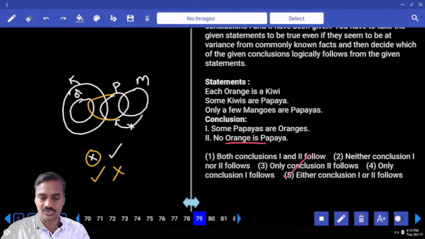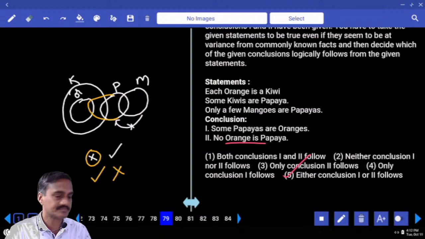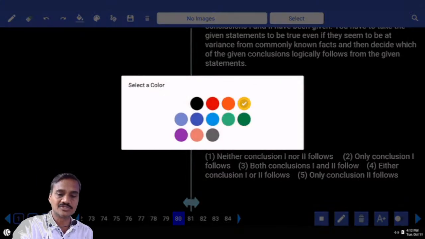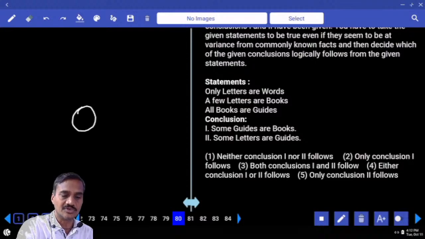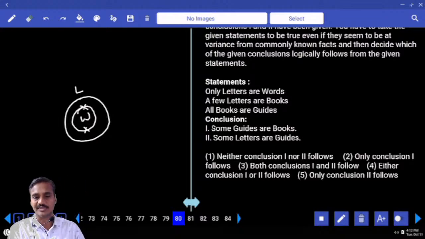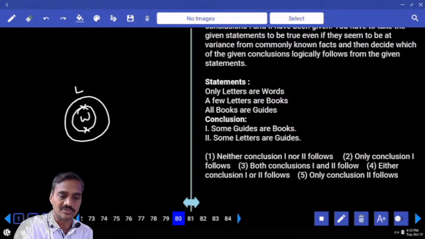Either 1 or 2, choice 5, question number 79. Then coming to 80, only these letters are words. All these words are a part of this letter. That means this entire set of words belongs only to letters. A few letters are books. Some of the letters are books, letter and a book.